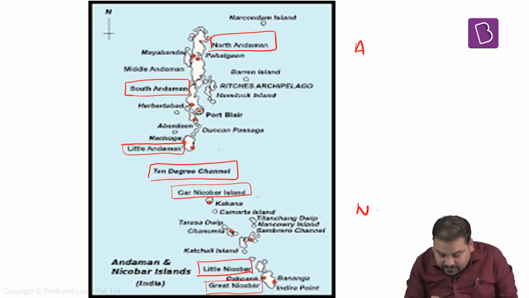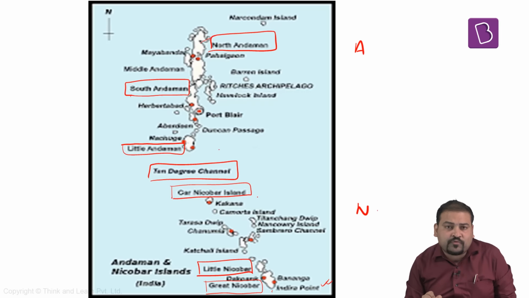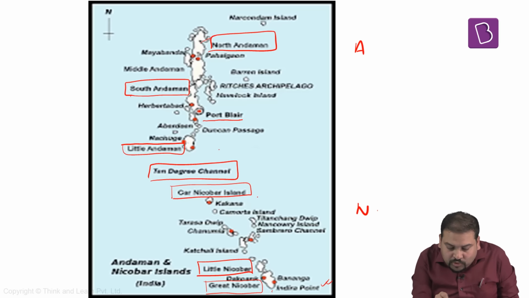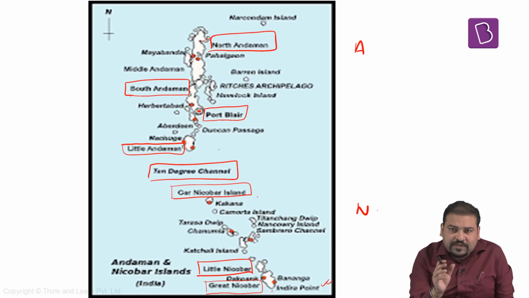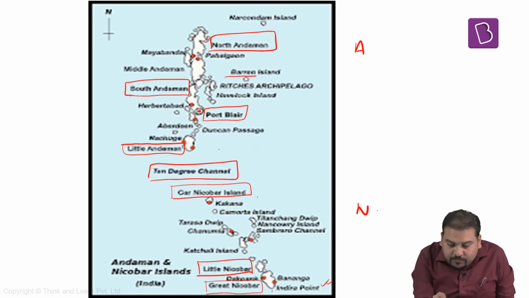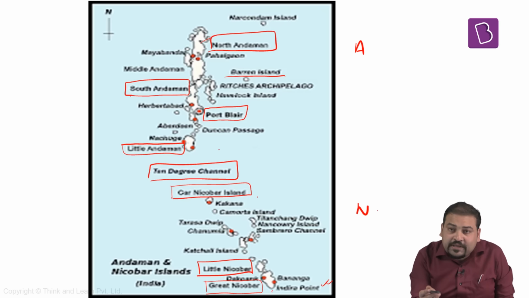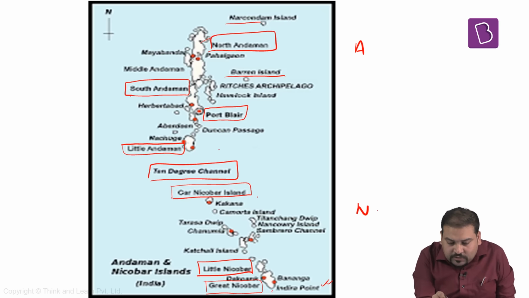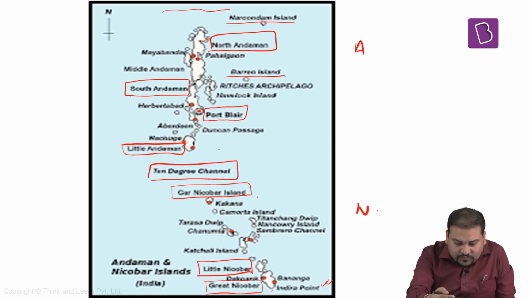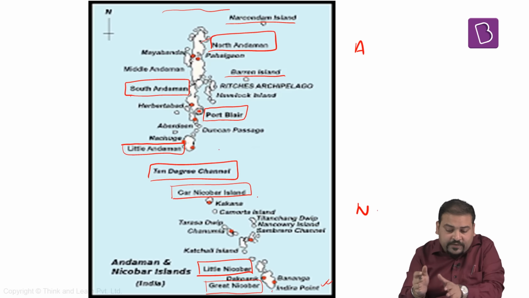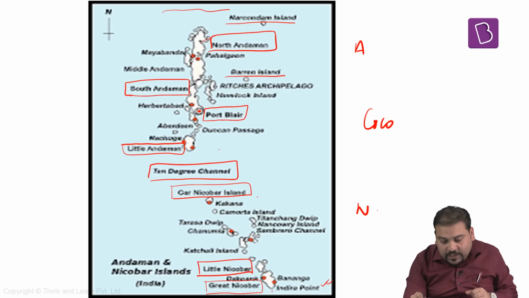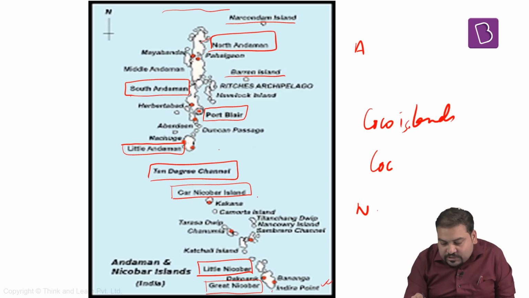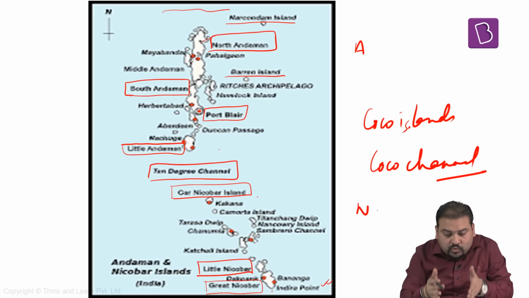The southernmost point, earlier called your Indira Point, got submerged during the tsunami. The capital Port Blair is in South Andaman. One of the only places in India where there is an active volcano is Barren Island. Another area where there are volcanoes but not active is Narcondam Island. The channel which separates your Andaman and Nicobar from the areas of Burma, which are the Coco Islands, is called your Coco Channel.